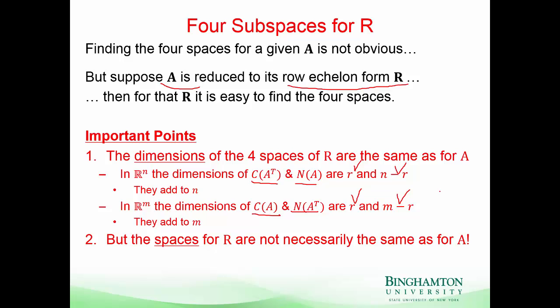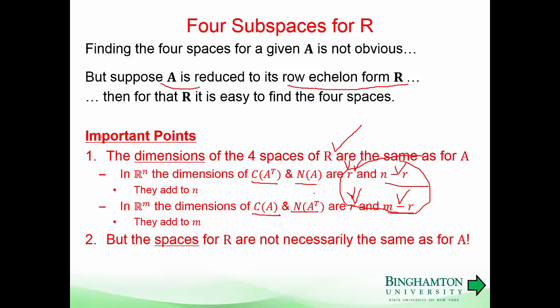But what we will see is that even though the dimensions are the same, the spaces themselves are in general different, at least for some of those, as we'll see. So our goal over the next several slides is to use this fact, kind of support this fact and use it to determine these results for the dimensions of these things. We already know the r results for the 2 column spaces. What we really want to see are the n minus r and m minus r part of this.